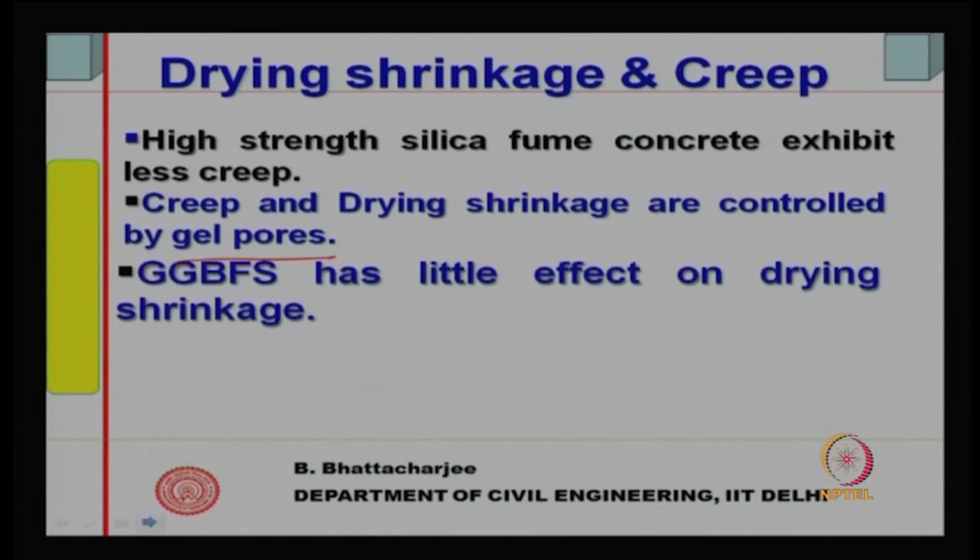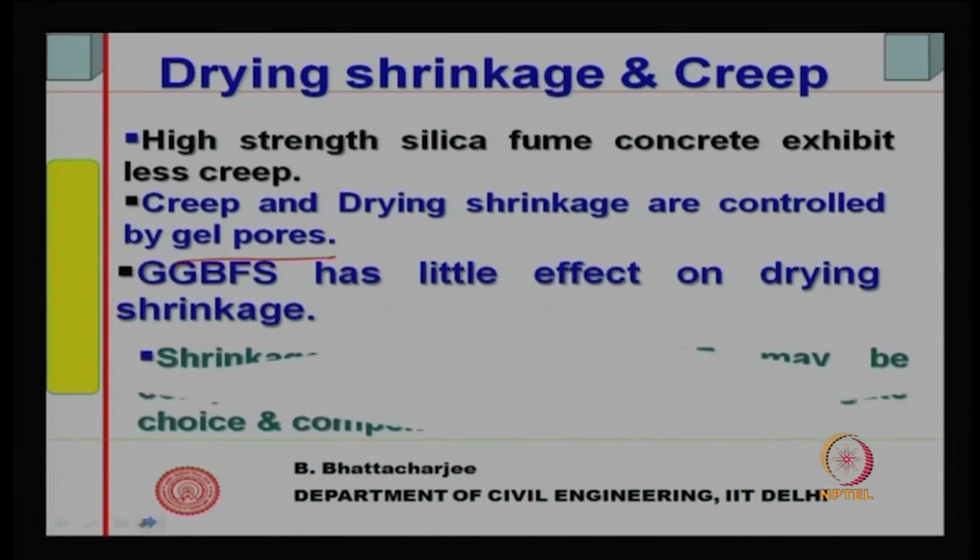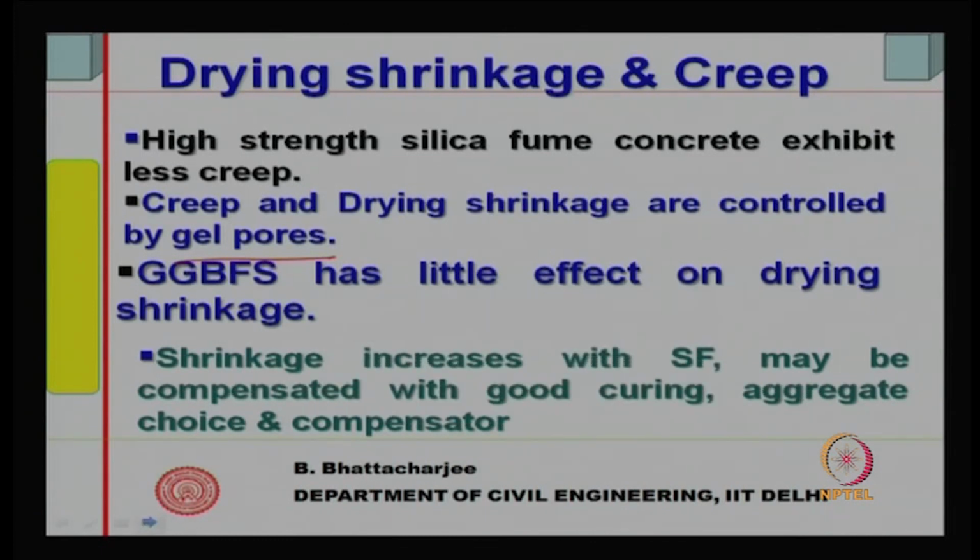GGBFS of course has little effect on drying shrinkage, whereas fly ash and silica fume do. Shrinkage increases with silica fume. Silica fume concrete has less creep, but shrinkage increases, which may be compensated with good curing, aggregate choice and some shrinkage compensating admixture that we have mentioned. Silica fume reacts pretty early, and that can cause a slight increase in the shrinkage, although creep is reduced.